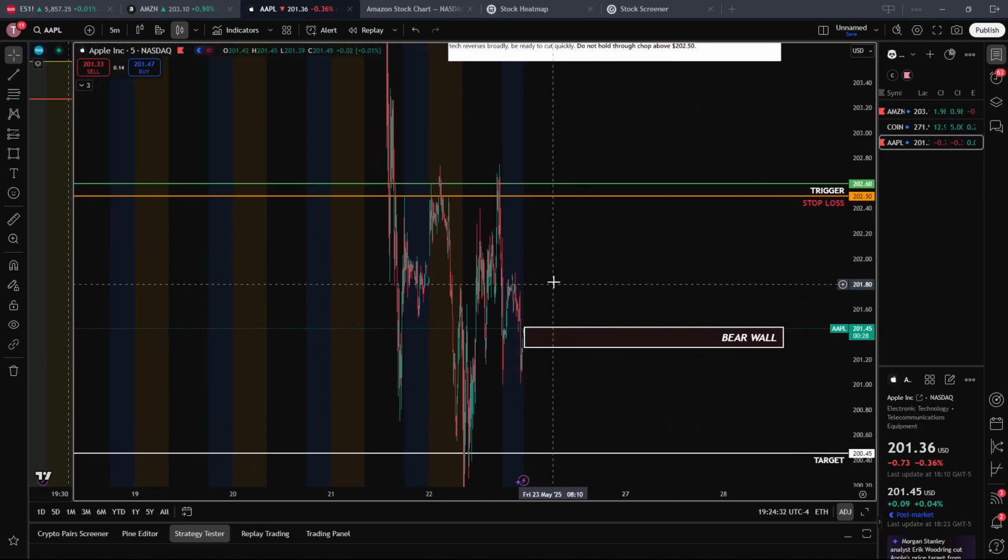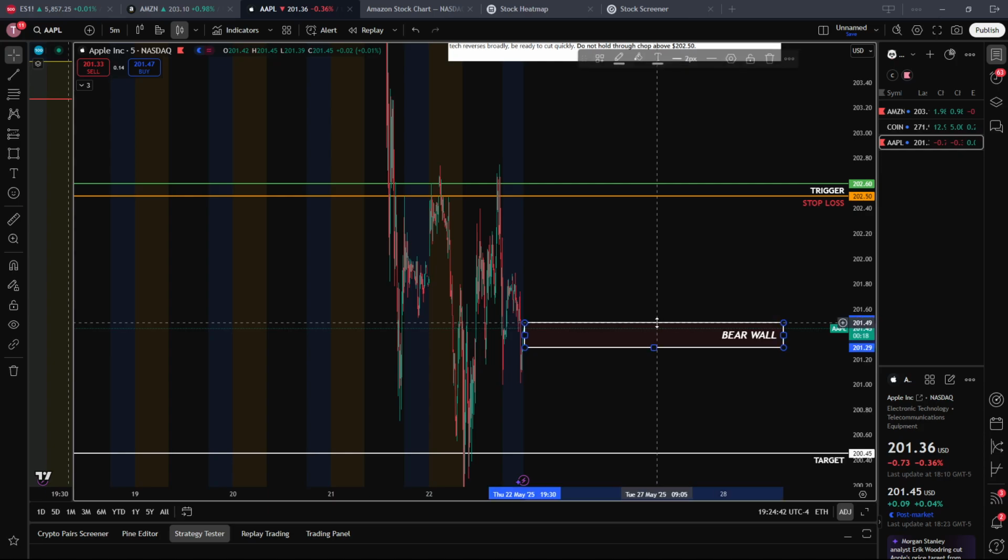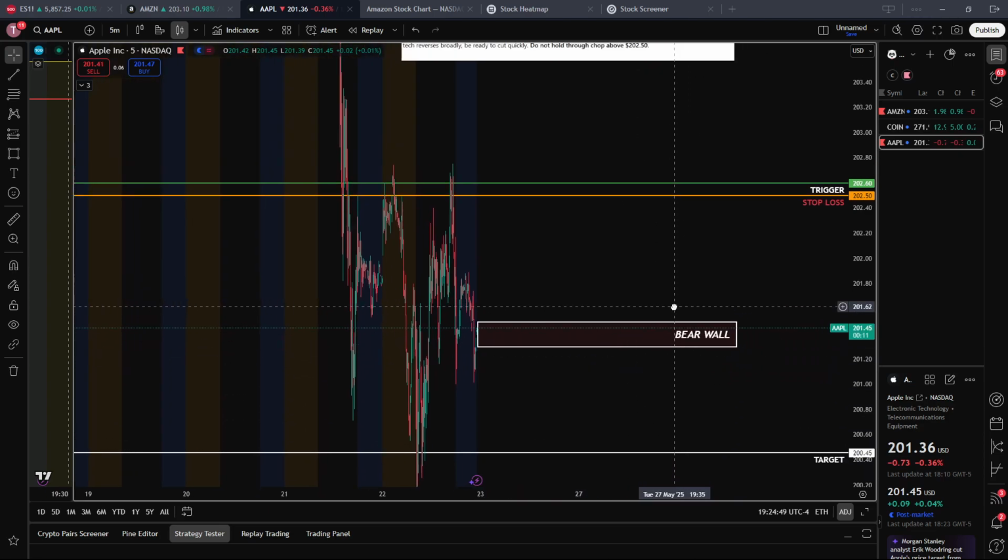So if price moves above this area, and comes back down, we would want to make our entry to the downside, and we would want price to stay below 201.50, right around here. We want price to stay below this level, and then getting down, we'd want to target 200. Our stop loss on this would be 202.50.